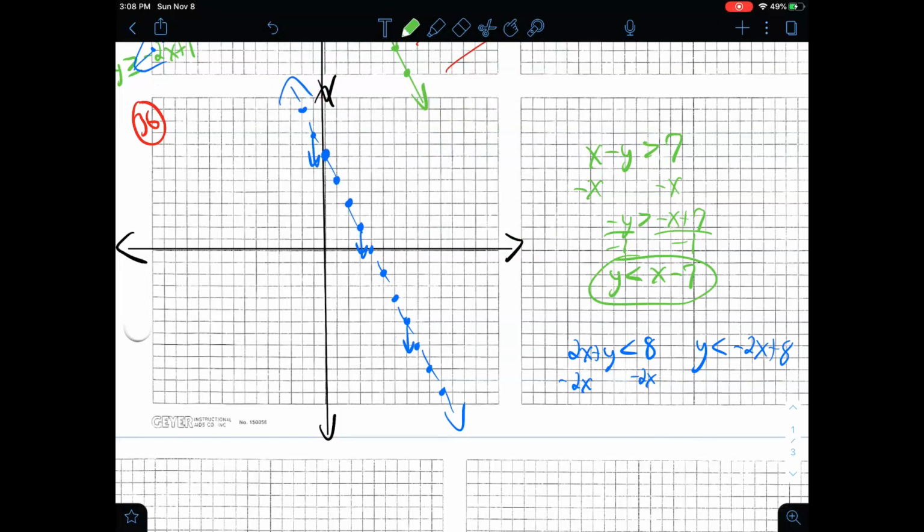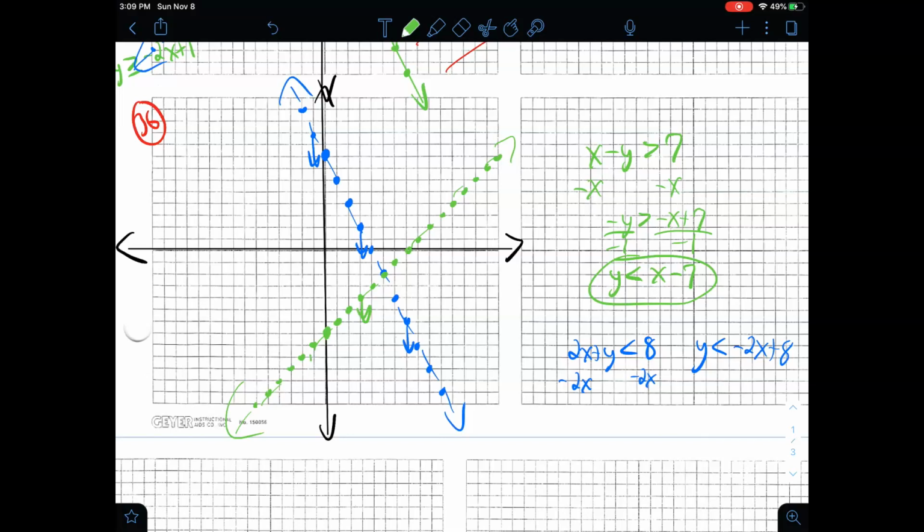All right, we got y is less than x minus 7. We're going to go down 7. So b, 2, 3, 4, 5, 6, 7. Our slope is x, or 1 over 1. So we're going to go up 1, right 1, and down 1, left 1. And it's another dashed line. And this one is shaded below again.